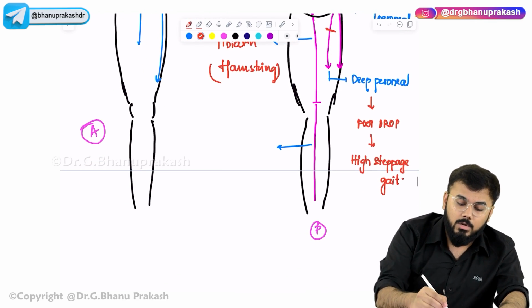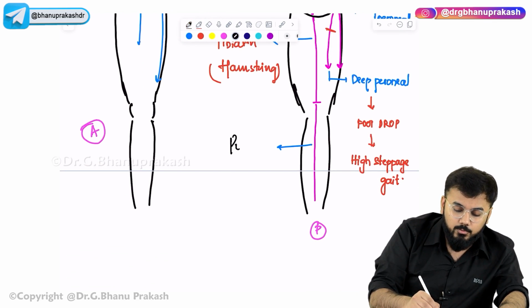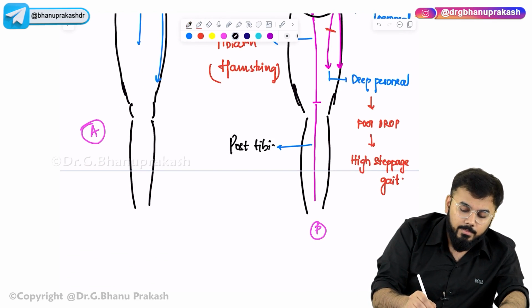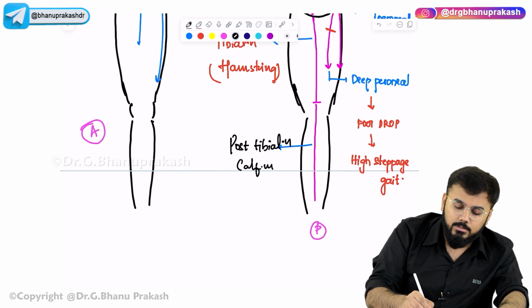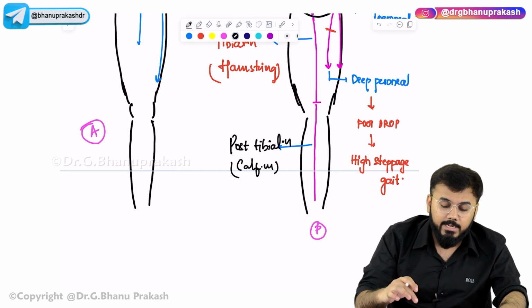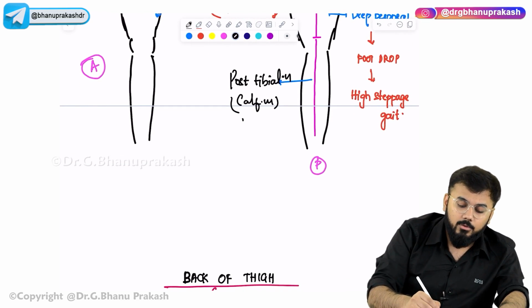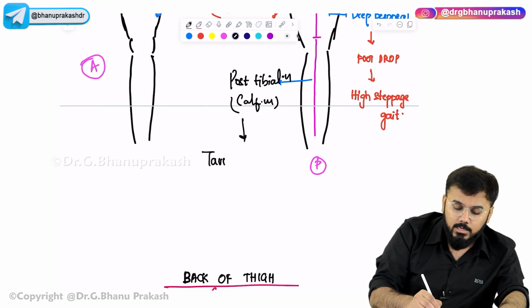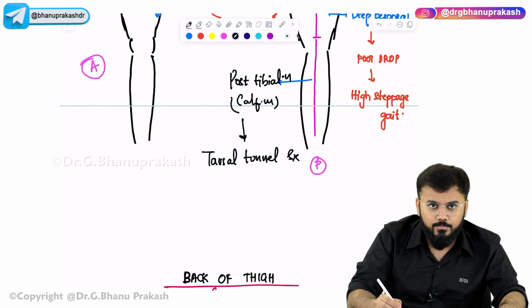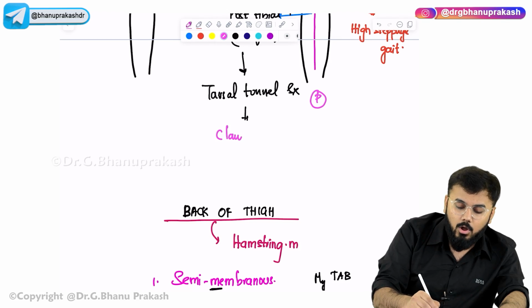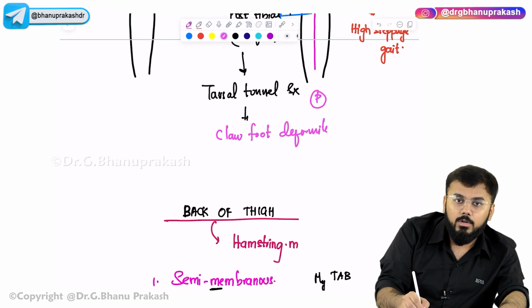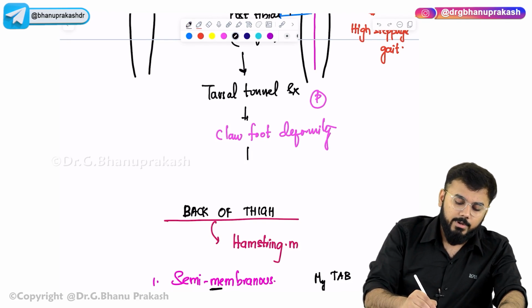Now the tibial nerve continues downward as the posterior tibial nerve. The posterior tibial nerve supplies your calf muscles. For example, if there is an injury to this posterior tibial nerve, that would lead to a condition called tarsal tunnel syndrome. What is that? That is tarsal tunnel syndrome. Tarsal tunnel syndrome will lead to a deformity called clawfoot deformity, right?